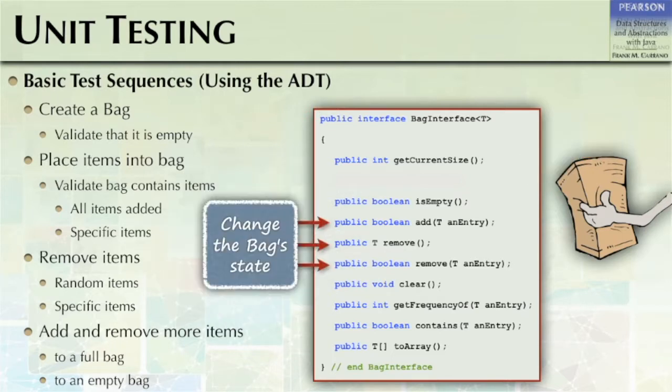Two important methods we need to be aware of are the add and the remove methods. These methods change the state of the bag. In our test plans, we want to ensure the status of our data structure is validated anytime methods that change the data structure's state are used.